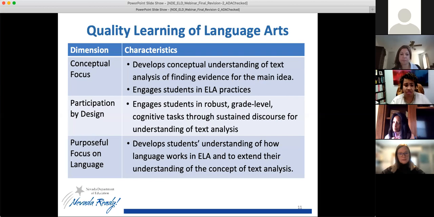So as you see with conceptual focus, it's aligned with guiding principle number 2. Participation by design aligns with guiding principles 2 and 3, and then the purposeful focus on language aligns with guiding principle number 3. So at the conclusion of this presentation or at this lesson, we should be able to formatively assess how students grasp the concept with their teacher's support.